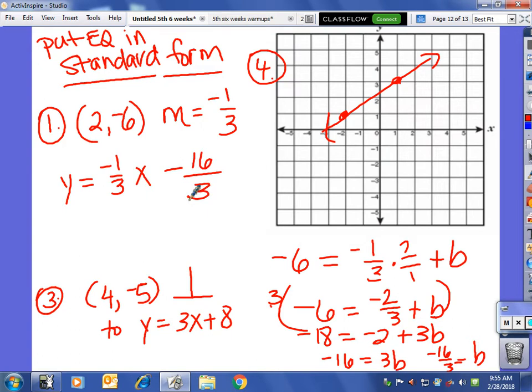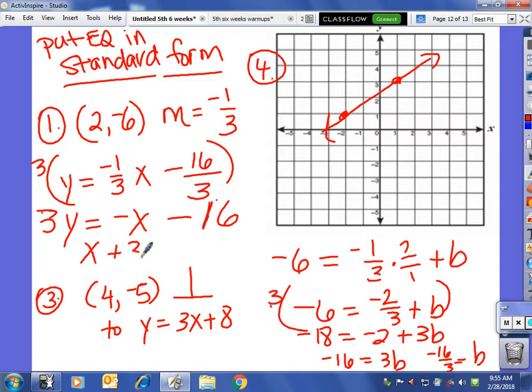So that means no fractions. Both of my denominators are 3. That makes my life easier. Multiply everything by 3. That becomes 3y equals negative x minus 16. And then all I've got to do is move that negative x to the other side. X plus 3y equals negative 16. And on your quiz and on your homework tonight, I do want you to make the x positive. So since my x is positive, I'm done.